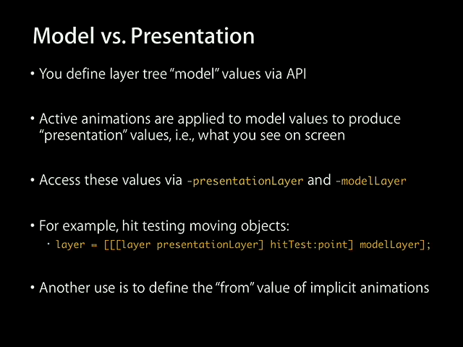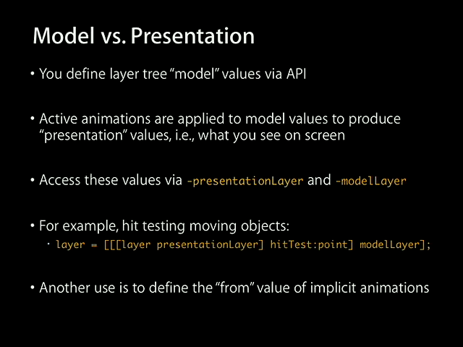And so you can then get this presentation layer and then ask it for its opacity. And if the animation we just saw is running, then it would probably return somewhere between 0 and 1, not 1 or 0, which is the final states. And so there are a couple of places where this is really, really useful. The first one is probably hit testing.